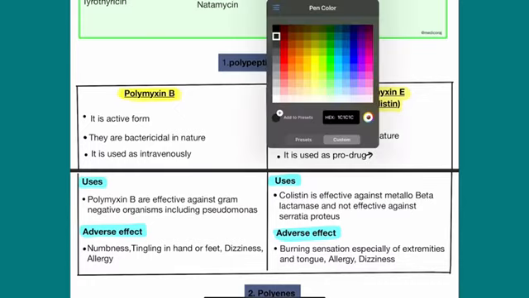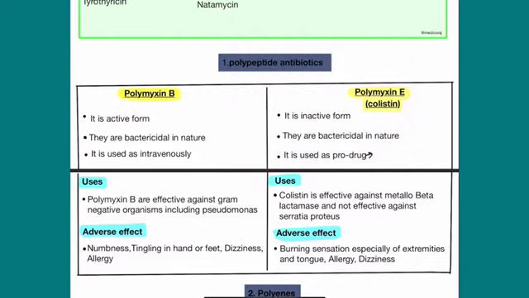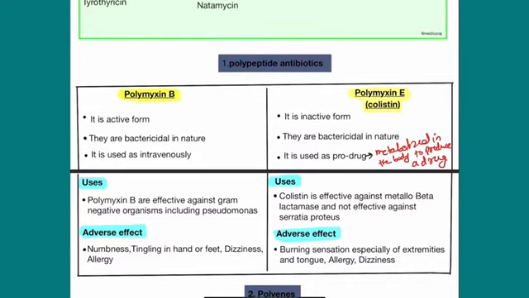It is metabolized in the body and produces a drug. This is called a prodrug. Both are bactericidal in nature. Bactericidal means both kill the bacteria, so both are bactericidal in nature.